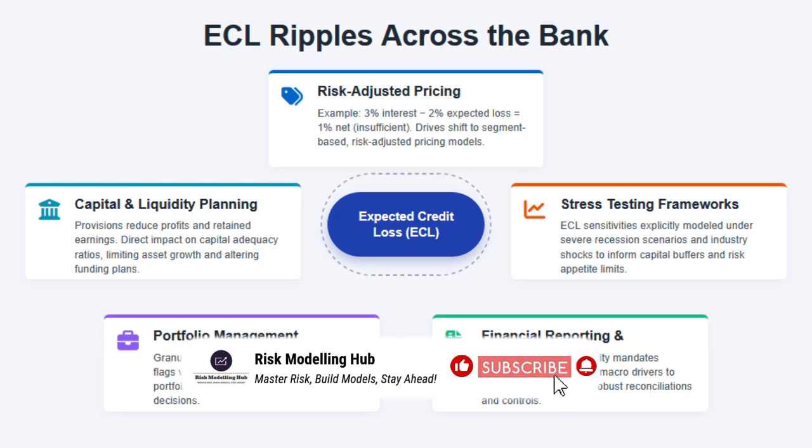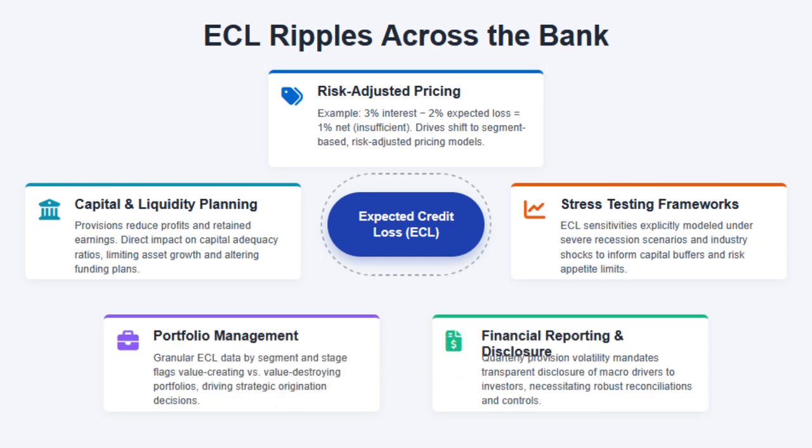Capital planning and liquidity management. Now, these are affected because provisions reduce profits, which reduces the retained earnings and available capital. Stress testing frameworks now incorporate ECL sensitivities. Banks model how ECL provisions would change under severe recession scenarios, further economic stress, or industry downturns.